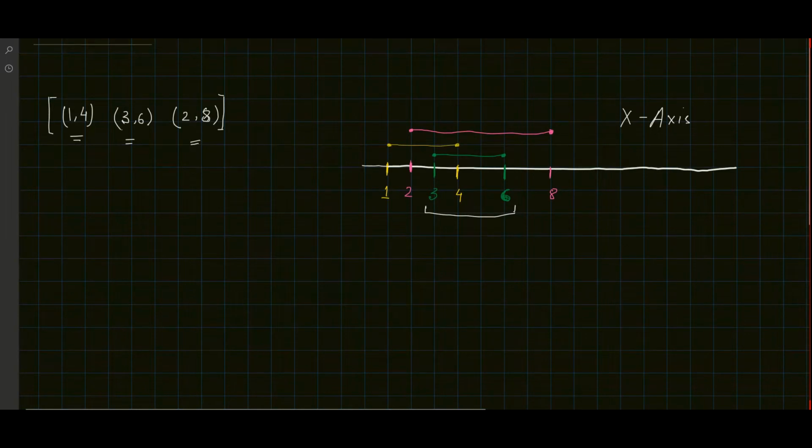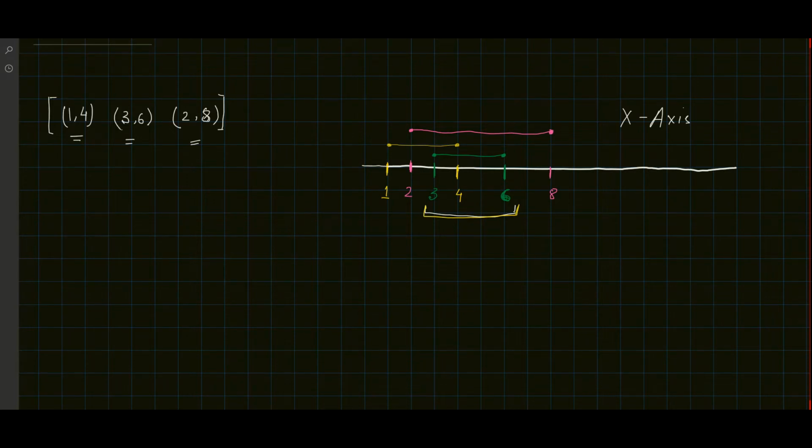So this is our question here. We are given three pairs: 1, 4, 3, 6, 2, 8. On the x-axis, I have represented them with different colors. So 1, 4 comes under yellow, 3, 6 comes under green, 2, 8 comes under pink. Now the thing that we have to notice here is that 3, 6 comes directly under the umbrella of 2, 8, right? So this is what we are not going to consider.